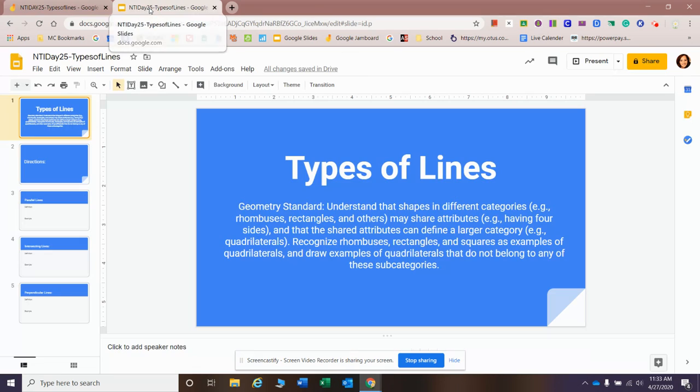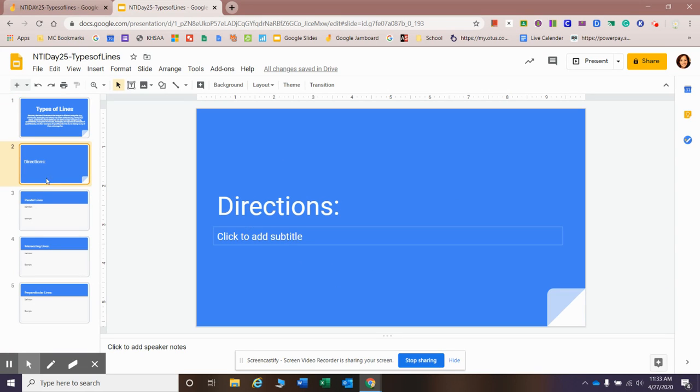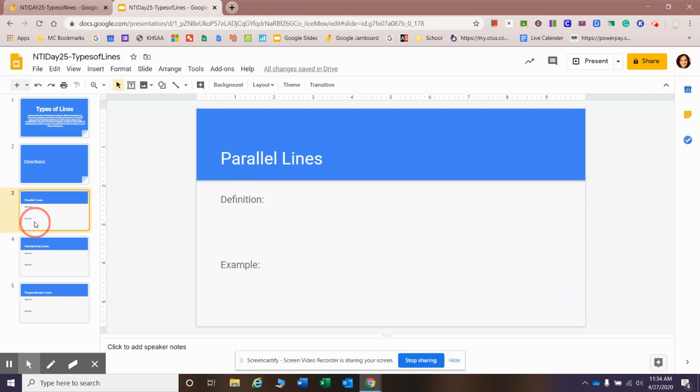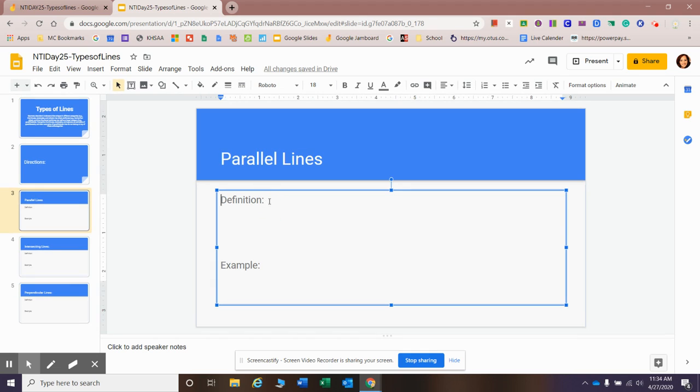Now, your Google Slides. I've assigned you a Google Slide. It says types of lines. Okay, and then it has your standard. Your standard is what you're supposed to know. The directions, I'm just going to copy and paste the URL to this video on directions so that you know to watch this video in order to know what you're supposed to do. Okay, so parallel lines, you're going to write the definition, what is parallel lines right here.